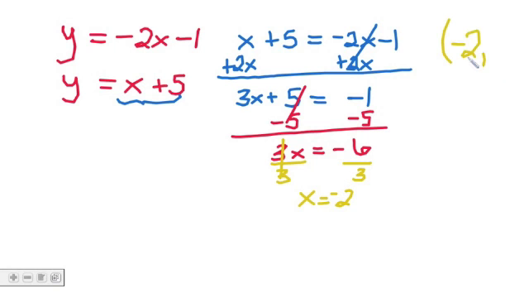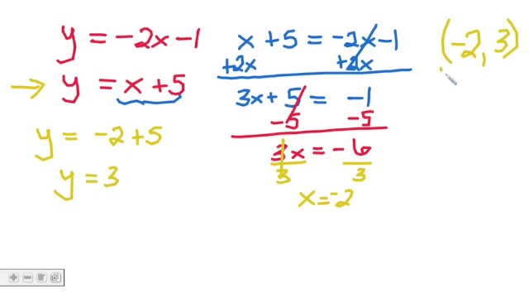Now plug this value in to solve for y. I'm going to pick this second one here just because, again, it has fewer numbers. So y equals, now instead of x, I'm going to put negative 2 plus 5. Y equals 5 minus 2, which is 3. So my final answer, and what goes in the answer column, is right here: (negative 2, 3).